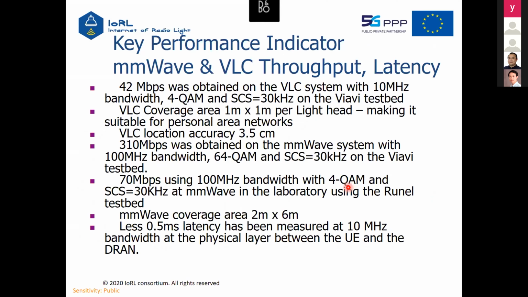So all the measurements we also test with different throughput. We run TV video streaming for the millimeter wave and also for the VLC system. The VLC system will run at 10 megahertz, so the throughput is 42 megabit per second. And for the millimeter wave, because we only use one user, it is 310 megabit per second per user.